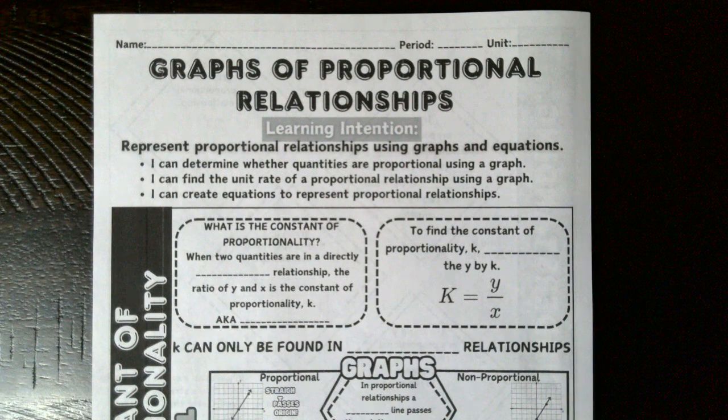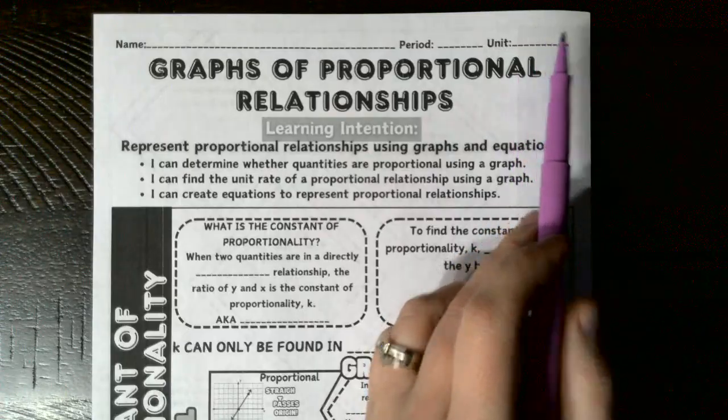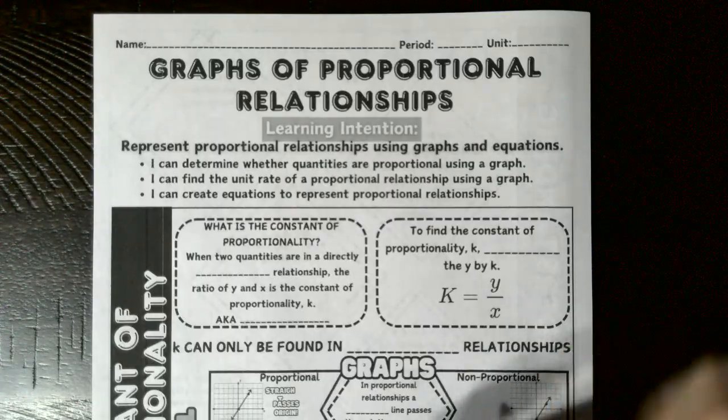All right, so we are going to get started in graphs of proportional relationships. Now, graphs of proportional relationships is going to be found in Unit 5, Section 5, so you can write 5.5 here. We have already talked about what a proportion is and how it is proportional. We've identified them. We have found different methods on how we can solve them. And now you're going to learn how to graph.